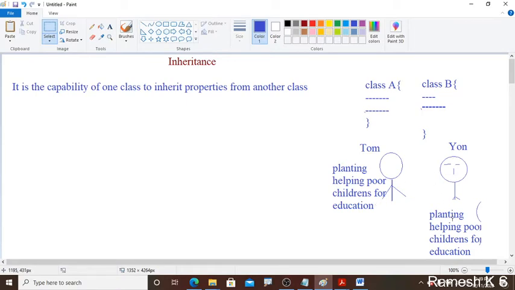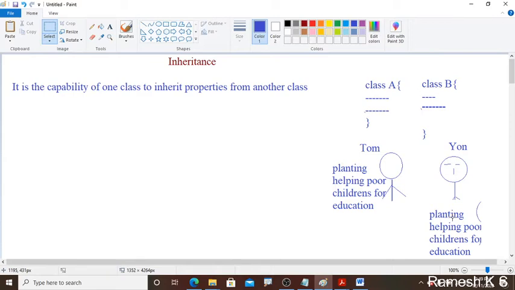Correct? Suppose you are learning one concept. Without my explanation, you cannot learn it. Correct? Otherwise, let us take an example. You are coming to the college. After coming into the college, if the lecturer is not allowing you, you cannot enter into the class. Is it correct?